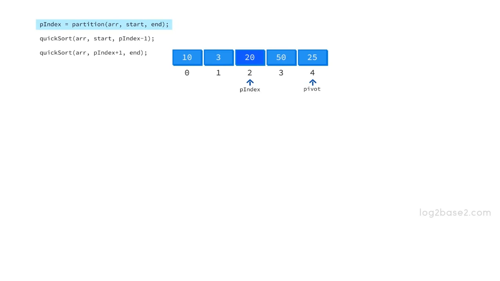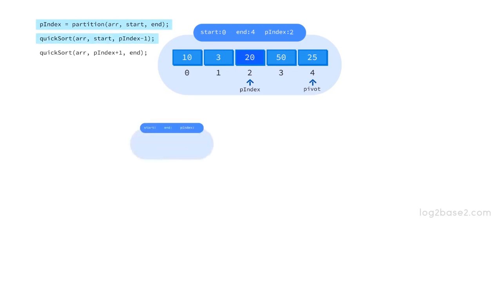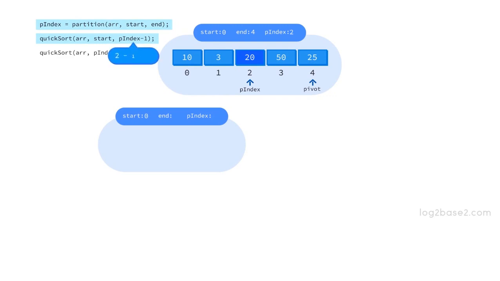Here, in this array, start is equal to 0, end is equal to 4 and p-index is equal to 2. Now, after the partition logic, the first recursive call will be executed. Here, start is equal to 0 and end is equal to p-index minus 1. And p-index value is equal to 2. So 2 minus 1 equal to 1. So end is equal to 1. And the next recursive call will wait until the task of first recursive call is finished.